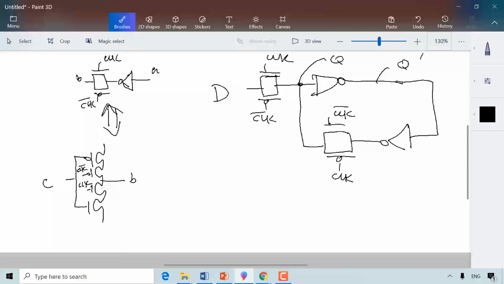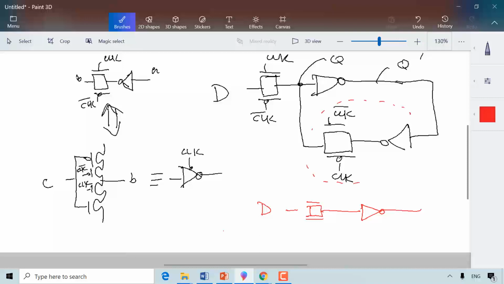Okay, now I can redraw this latch using this tri-state, and I'm going to use the symbol for this tri-state, which is this. So we're going to draw this like so. We're going to say this is a D flip-flop, and it goes to a transmission gate, and then you have an inverter. Okay, and watch, I'm going to replace all of this with a tri-state.